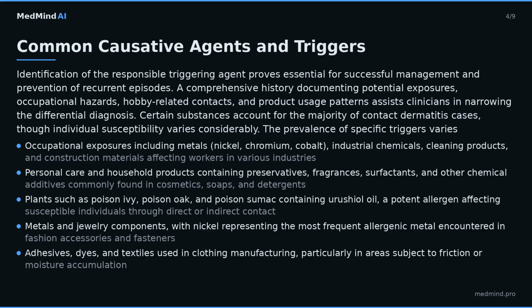Key points: occupational exposures including metals, nickel, chromium, cobalt, industrial chemicals, cleaning products, and construction materials affecting workers in various industries. Personal care and household products containing preservatives, fragrances, surfactants, and other chemical additives commonly found in cosmetics, soaps, and detergents. Plants such as poison ivy, poison oak, and poison sumac containing urushiol oil, a potent allergen affecting susceptible individuals through direct or indirect contact. Metals and jewelry components, with nickel representing the most frequent allergenic metal encountered in fashion accessories and fasteners.